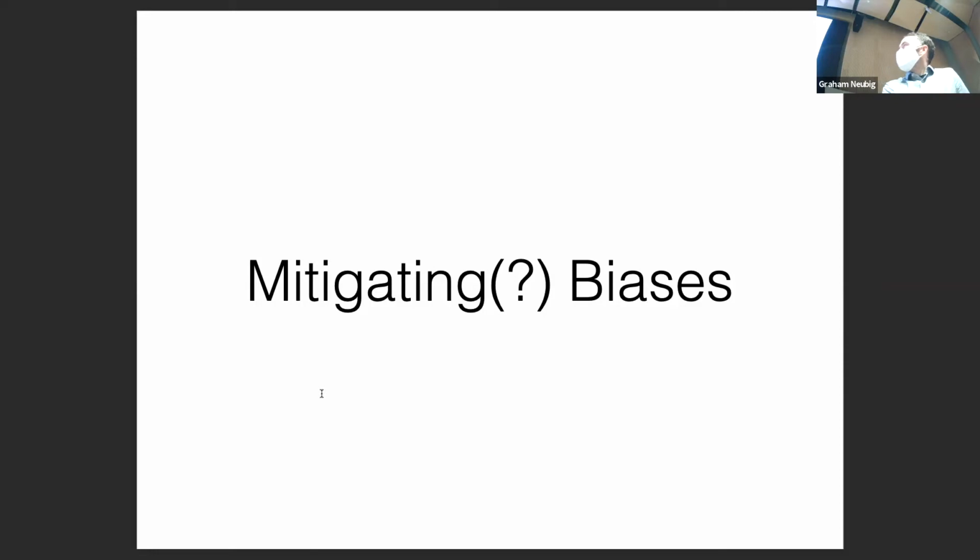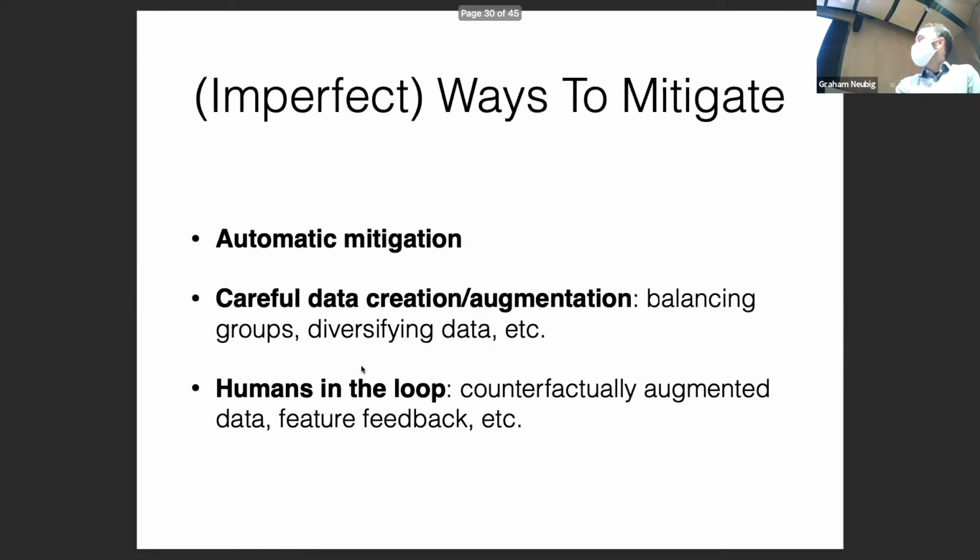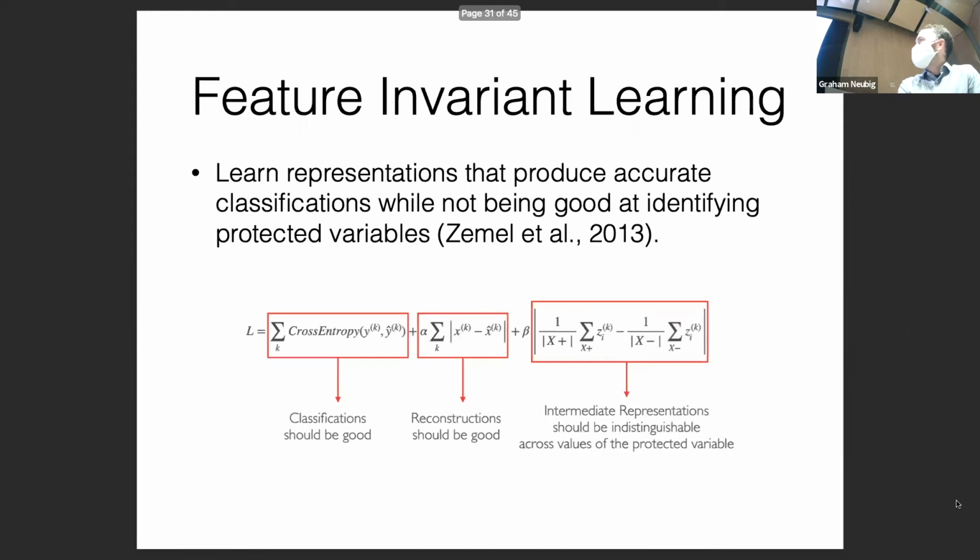Okay. So now we'll go on to work on mitigating biases. There are ways to mitigate, but it's just mitigate. It's not completely remove in any way. So there are automated mitigation strategies. There's also careful data creation and augmentation, balancing groups, diversifying data, and also having humans in the loop of data creation or feature feedback, etc.